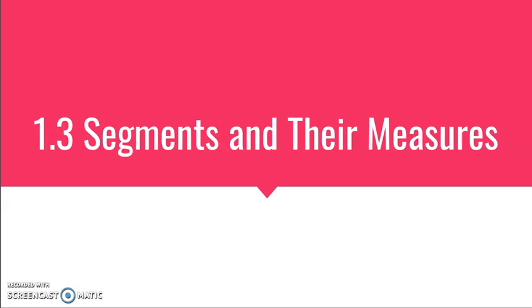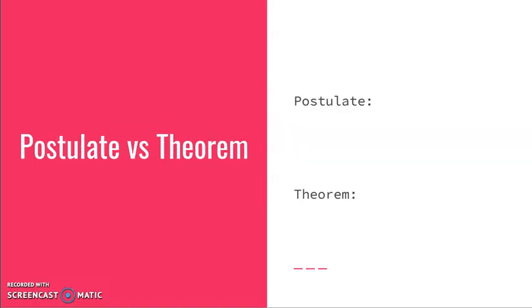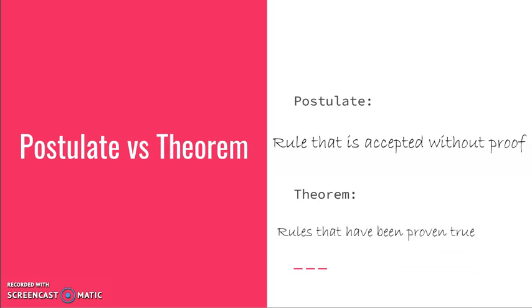Before we get started, let's talk about the difference between a postulate versus a theorem. A postulate is a rule that is accepted without proof. It's something that's kind of intuitive and it makes sense, so we just accept it as truth. A theorem is a rule that has been proven true formally. Now, we're going to talk more about proving things formally, but we're not quite there yet in the school year.